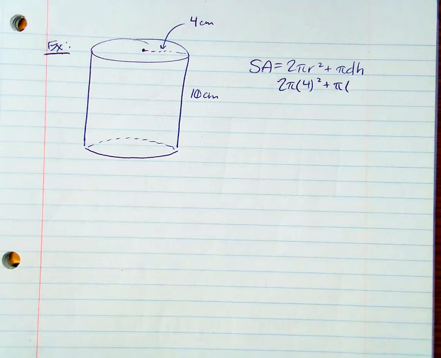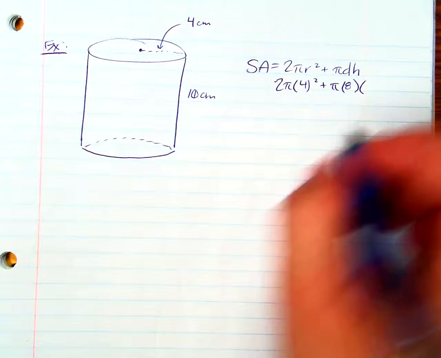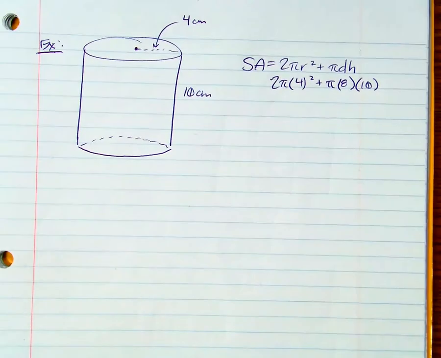The radius is 4. Someone raise your hand and tell me what will the diameter be if the radius is 4? Kiara? It's going to be 8. So I'm going to plug in an 8 for the diameter. They gave us a height of 10.